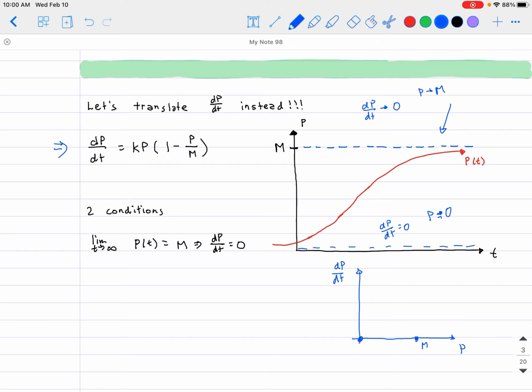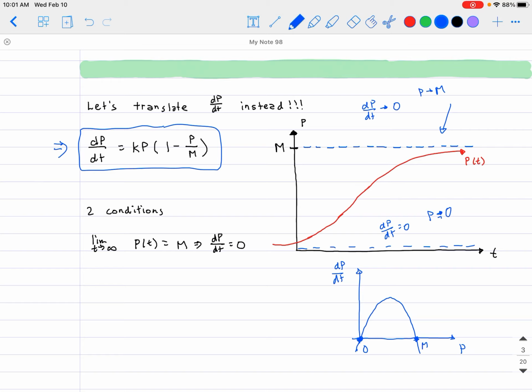Everywhere else in between is going to be positive because you have growth, so the population has to be increasing. So the only graph that makes sense to me according to what we just said is something quadratic, a quadratic that looks kind of like this, where, like we said, dP/dt is equal to 0 at 0 or M. And hence, that's where we came up with this equation over here. So that's where it's all coming from.